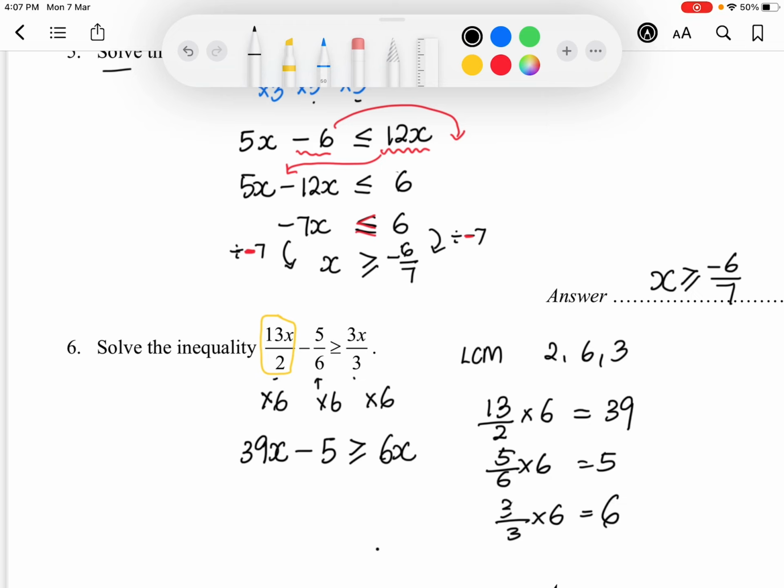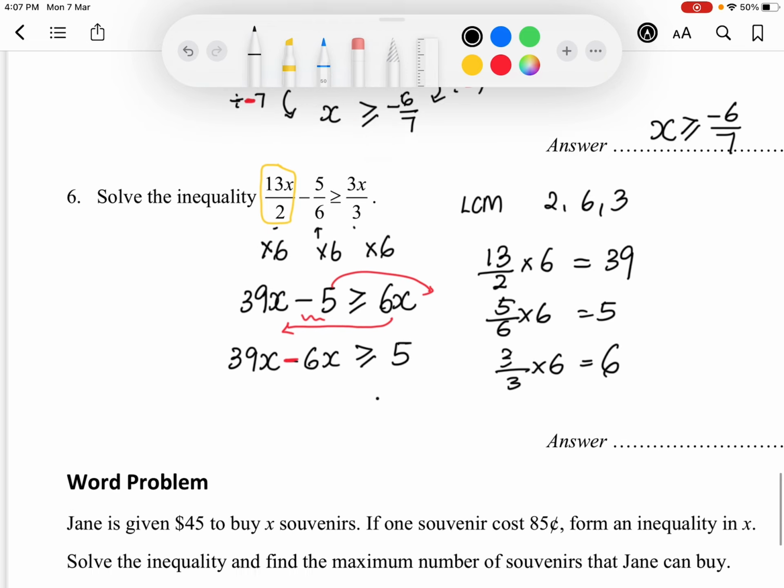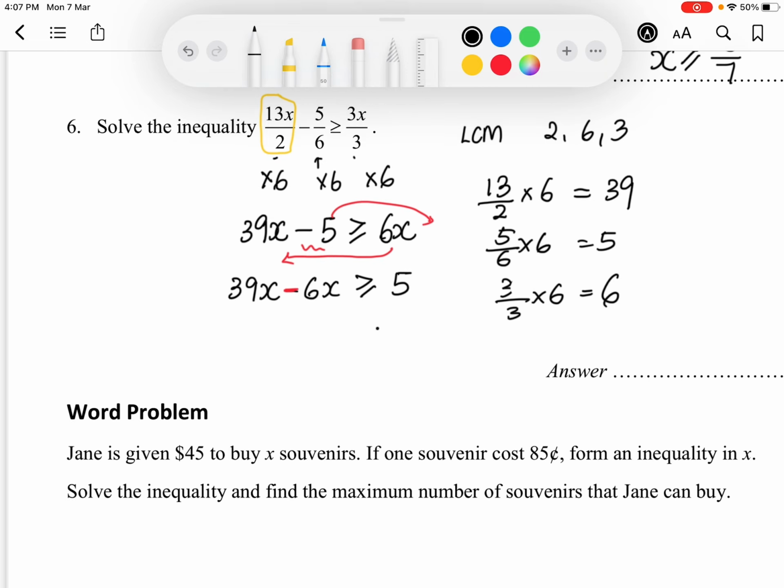Here I must have written a typo, never mind. Shifting our x together on the same side, 39x minus 6x. Remember to change the sign. Greater than or equal to, the negative 5 goes over to this side and becomes positive 5. Simplifying, 39 minus 6 gives me 33x greater than or equal to 5. I'm going to divide by 33.